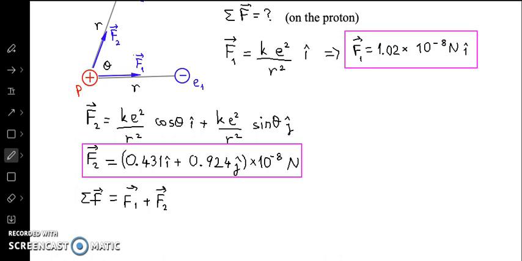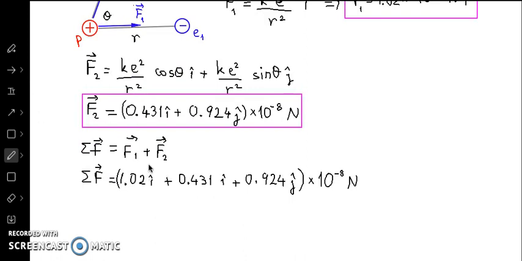We are going to add these two vectors component by component. So we add the x components together and the y components together, and that gives us the net force. So I have three terms here. The first term, 1.02 i hat, that's F1 basically, and the last two terms are F2: 0.431 i hat, that's the x component of F2, and 0.924 j hat, that's the y component of F2. Again, I have an overall factor of 10 to negative 8 and the unit is Newton.